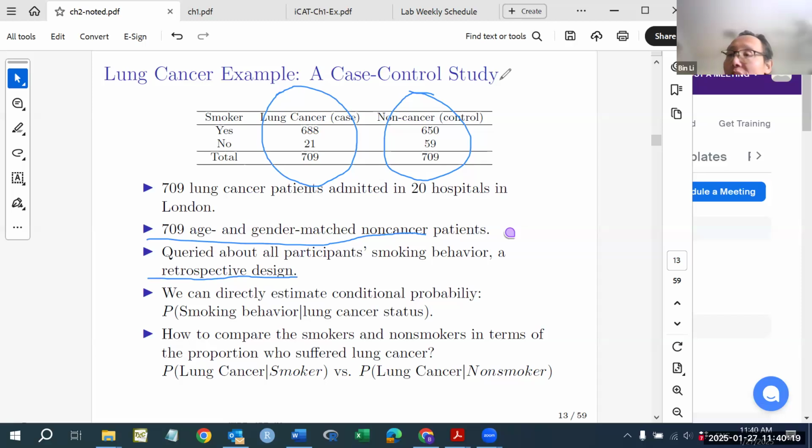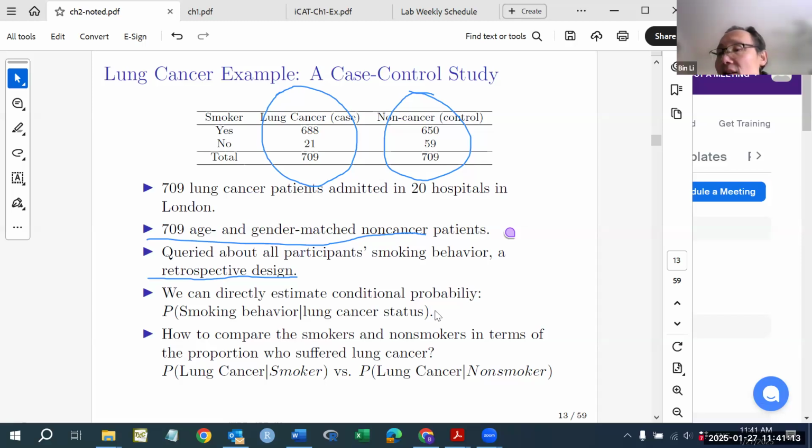right? Why? Because we look back in time to see their smoking behavior. Just ask them, did you smoke in the past few years, or you didn't smoke, right? So you check their smoking status in the past. Okay, you know their cancer status, and then you go back. So this is a retrospective study. So you can see it's cost efficient, right?